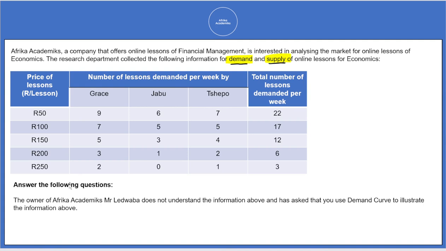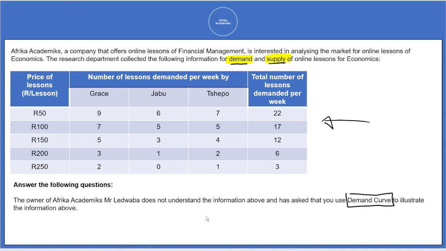So there's a question that says, answer the following questions. The owner of Africa Academics, Mr. Aldoa, does not understand the information above. This is the information we are referring to, and has asked that you use a demand curve to illustrate the information above.